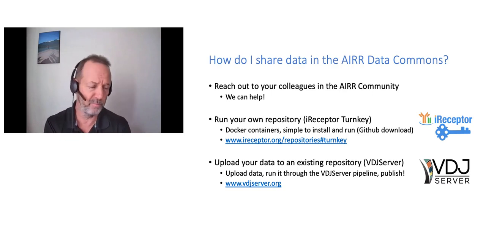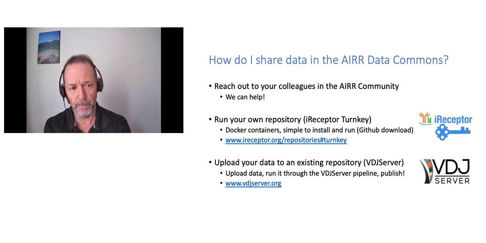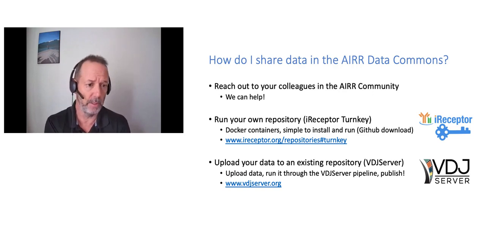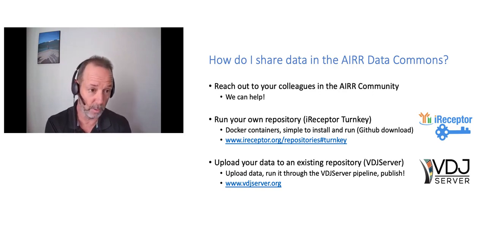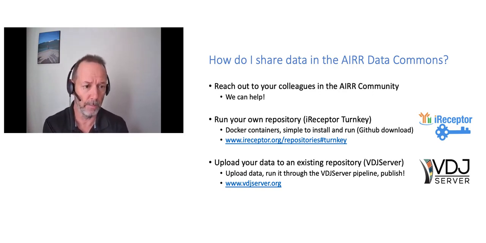There are a couple of real simple mechanisms to do that. If you are a group that generates a lot of AIRR-seq data in your own studies, you may want to consider running your own repository and having that repository be part of the AIRR Data Commons. If you're interested in that, you can download what we call the iReceptor Turnkey. It is basically a set of Docker containers. It gives you a turnkey database and web service that allows researchers to query your repository. If you want more information, you can go to this link on the screen. These slides will be available after the talk.